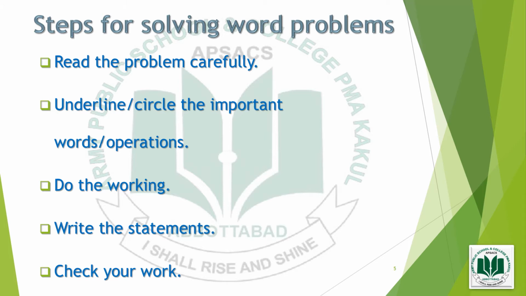Students, here are steps for solving word problems. Before solving any word problem, you have to remember these 5 steps. Then they will be easy for you. The first step is read the problem carefully. Second step is underline or circle the important words, numbers or operations. The third step is do the working. Step number 4 is write the statement. And last one, step 5 is check your work.